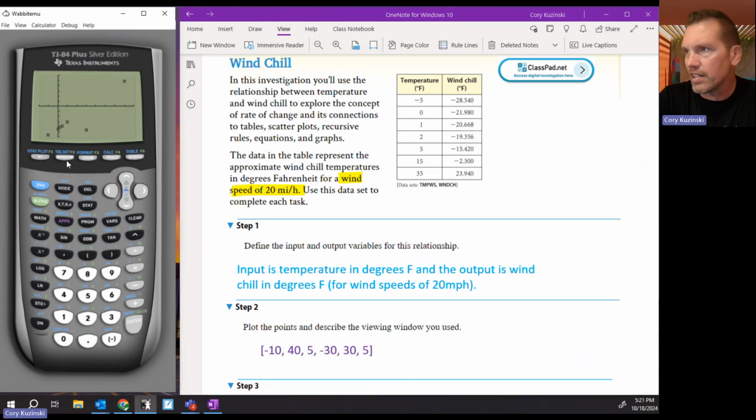Uh-oh, I've got some data entry errors here. Let's find it. -5, 0, 1, 2, 3, 4, 5. -28, -21, -20, -19, -15, -2.3. Not -23. There we go. Graph it. Now we got it right.